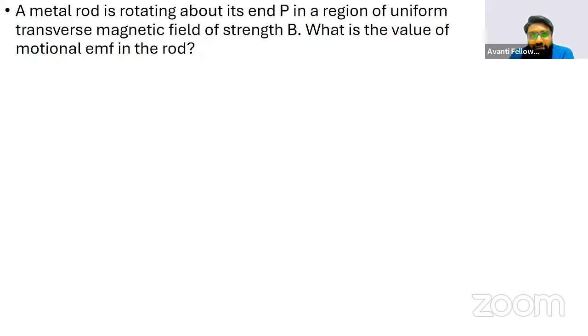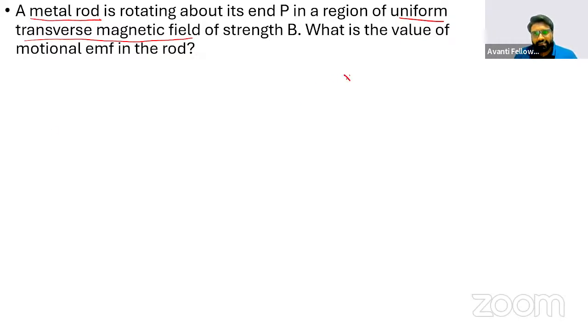Here the question is, a metal rod is rotating about its end P in a region of uniform transverse magnetic field of strength B. What is the value of motional EMF in the rod? ठीक है. So देखो पहले ना कीवर्ड को पकड़ना है अपने को. What is the keyword? Metal rod है, which means this is a conductor. Rotate कर रही है in a uniform transverse magnetic field. Uniform transverse means the field is going into the plane. Cross field है. What is the value of motional EMF in the rod?